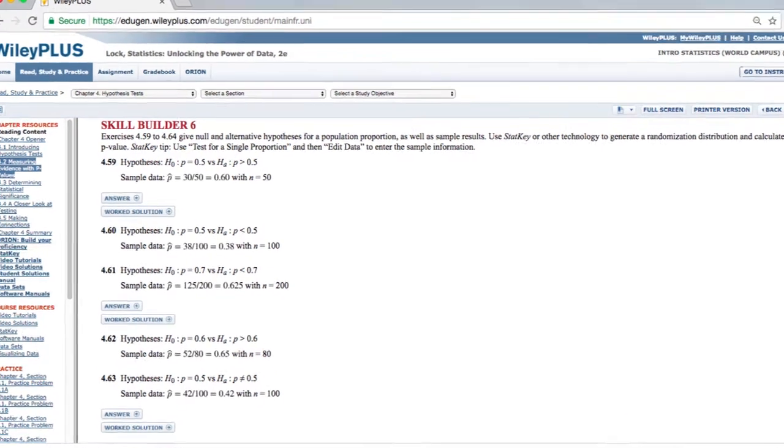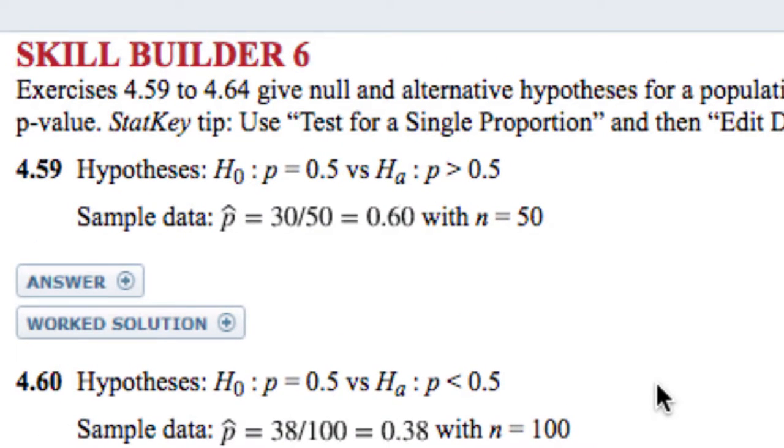Within the online version of the textbook, for all of the odd questions, you get the answer and the work solution. So 59 is on the homework. Really all you have to do is go here and it'll give you the answer and the work solution. You have to be careful because some of these questions are algorithm questions, so the numbers will change. So in the textbook we have P hat is 30 over 50 and P sub O is 0.5, N is 50. In the question that you get in WileyPLUS, those numbers could be different.